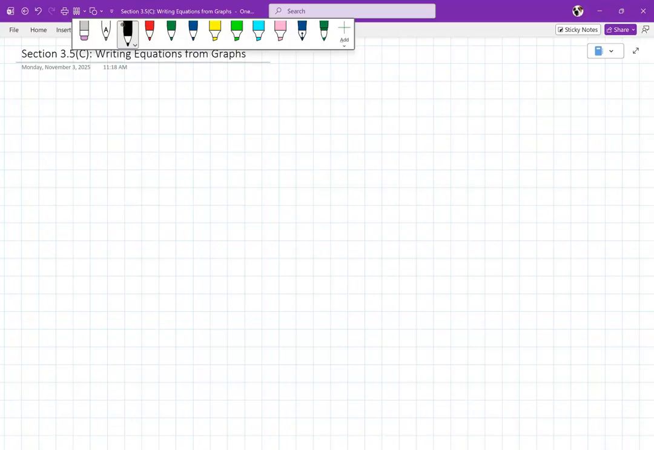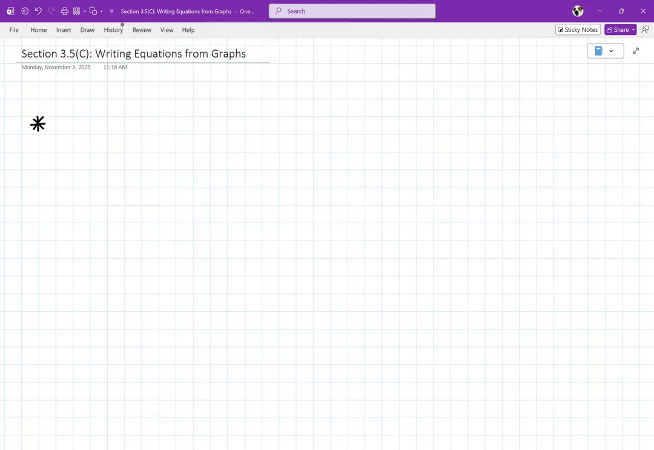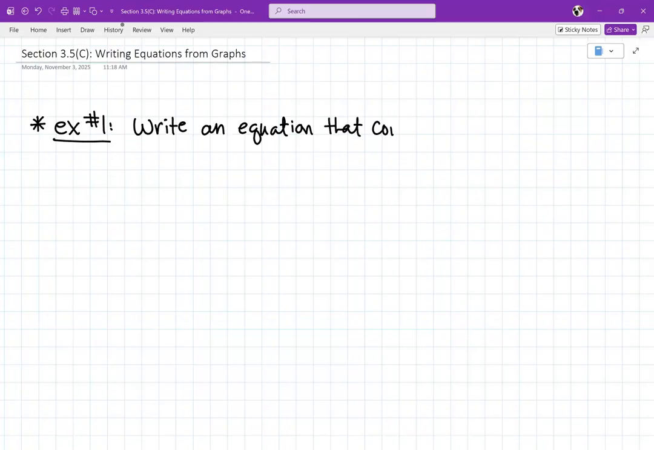So here we go. Example number one, or these aren't the homework, by the way, because only two homework problems. So I'm going to do two just random problems. Okay. So example number one, write an equation that could possibly represent the graph given.